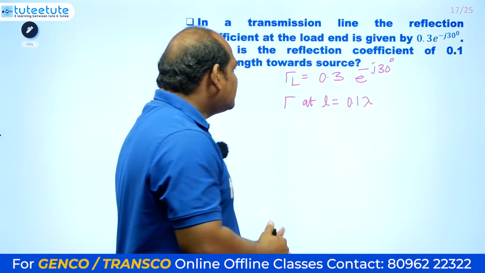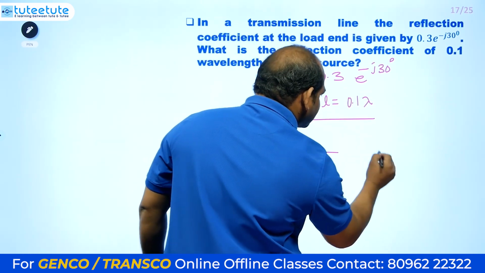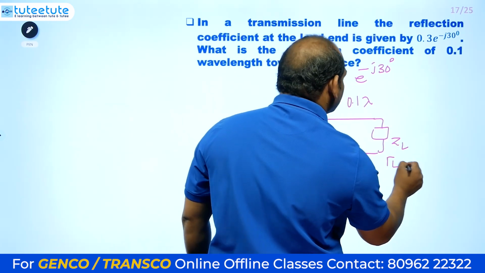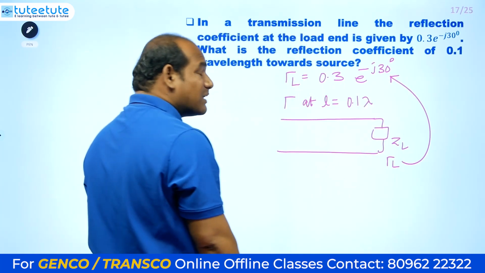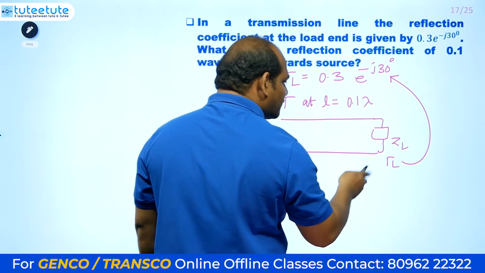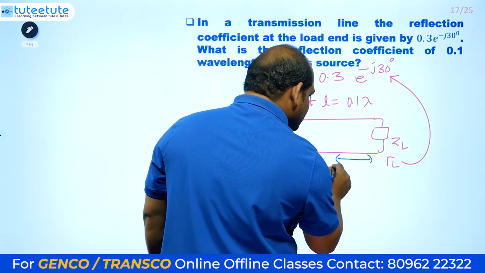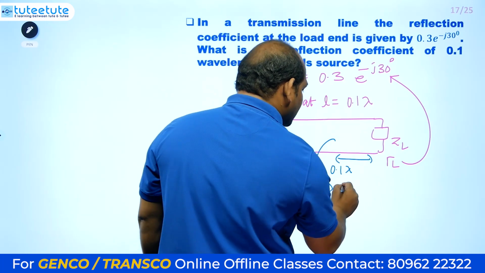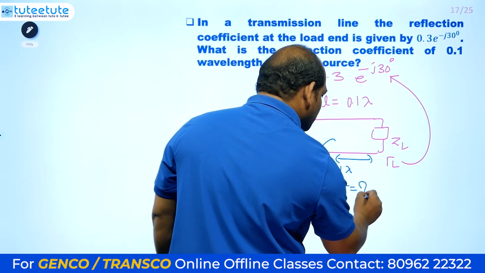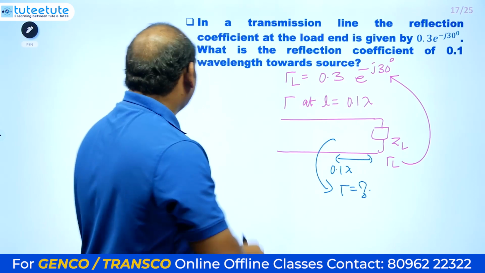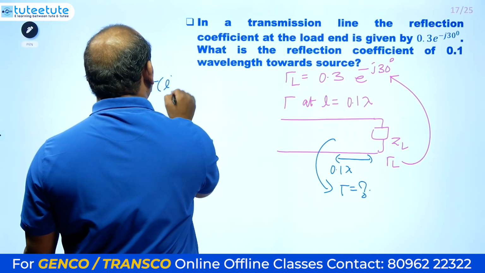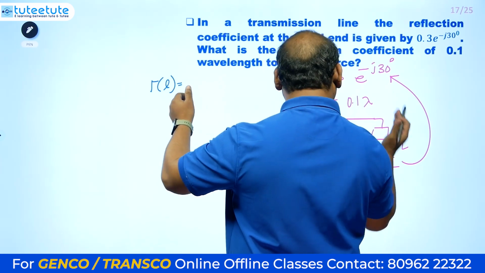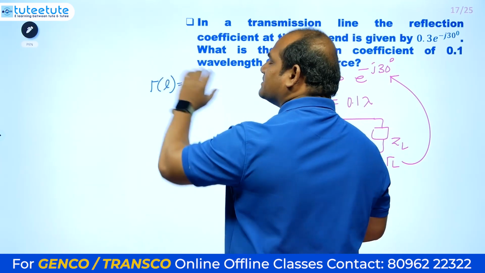On the transmission line, at different lengths, this is the load. At this load we have gamma L, which is what they have given. But now we have to travel a distance of 0.1 lambda from the load, and at this particular place we have to calculate gamma. How do we calculate gamma of L? That means the reflection coefficient at some distance L from the load towards the source.